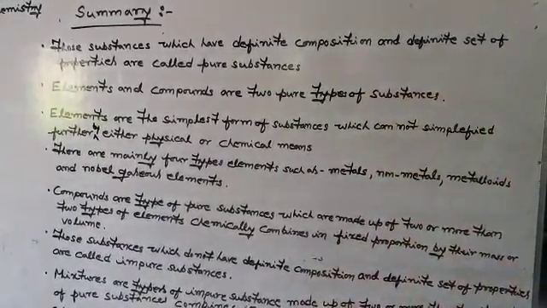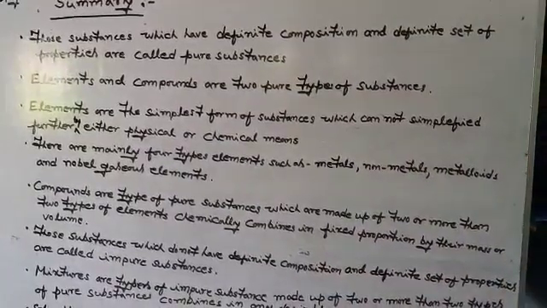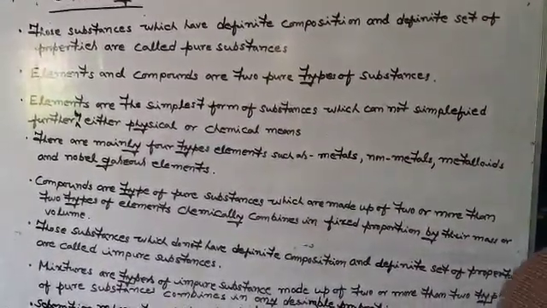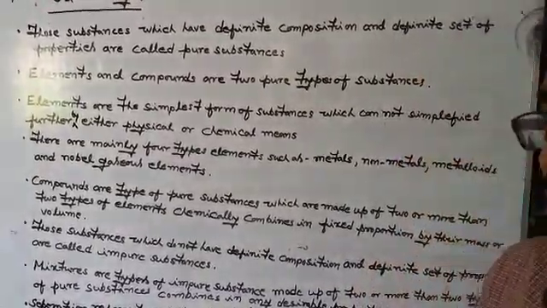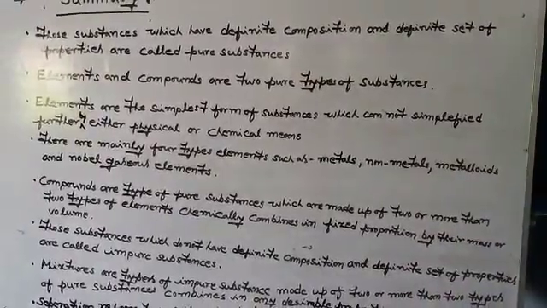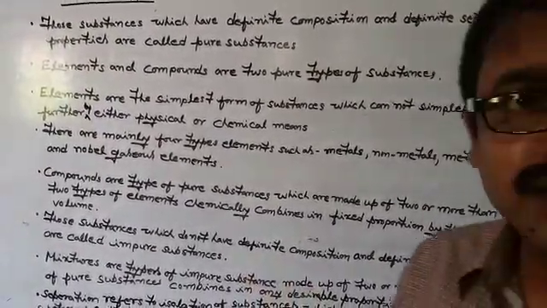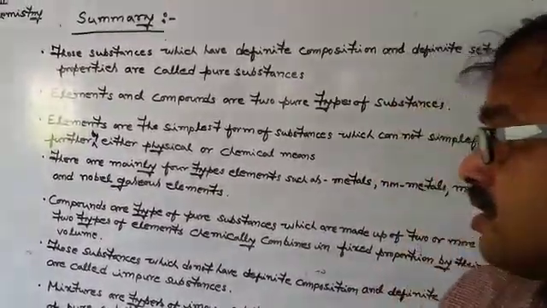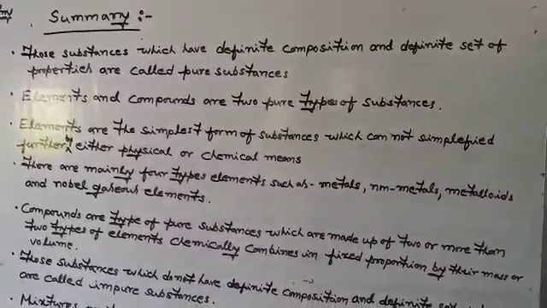Next, there are 120 types of elements reported till now, and out of these most of them are metals. A few are non-metals, very few are metalloids, and 5 or 6 are noble gaseous elements. That means all the elements are classified broadly into 4 categories, such as metals, non-metals, metalloids, and noble gaseous elements.